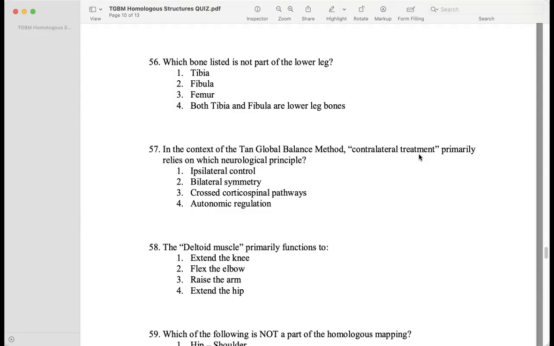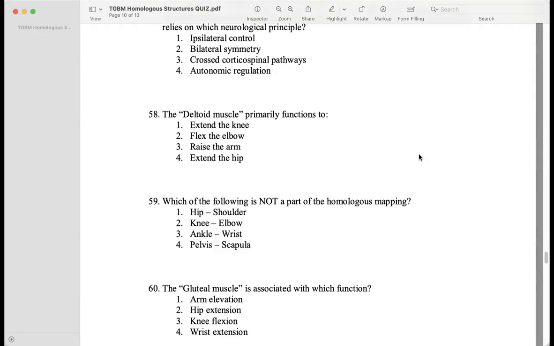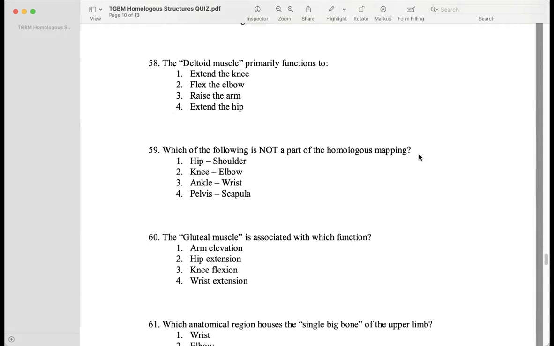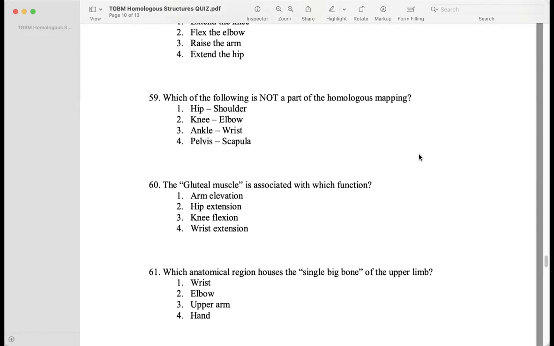Which bone listed is not part of the lower leg? Femur. In the context of the Tan global balance method, contralateral treatment primarily relies on which neurological principle? Cross corticospinal. The deltoid muscle primarily functions to raise the arm. So if you cannot raise your arm, what is the channel? Large Intestine. Yeah, now you know. LI 15, or LI 14.